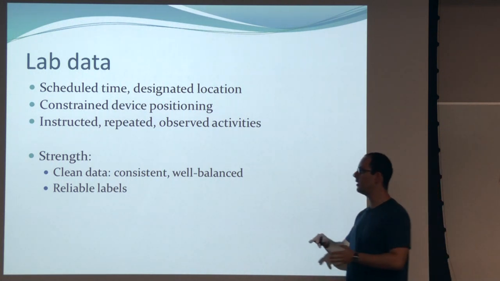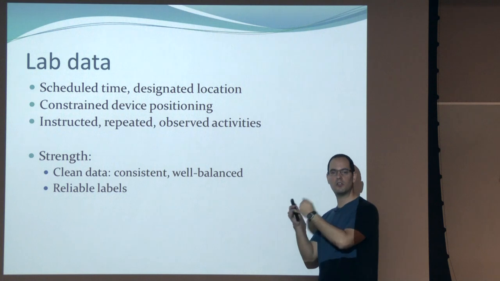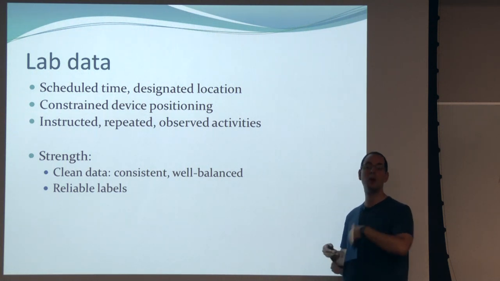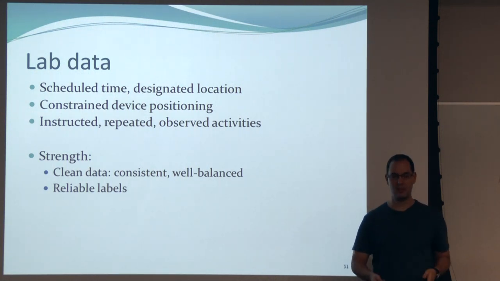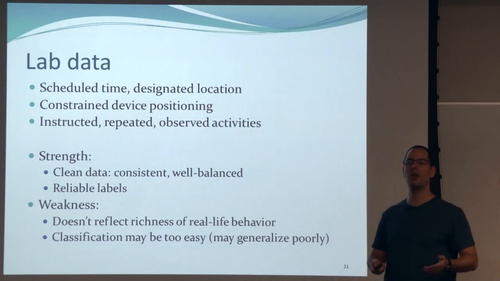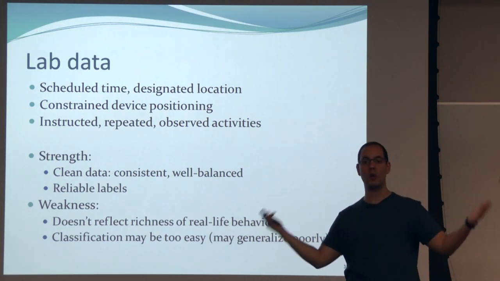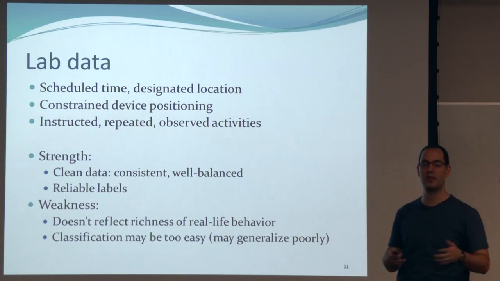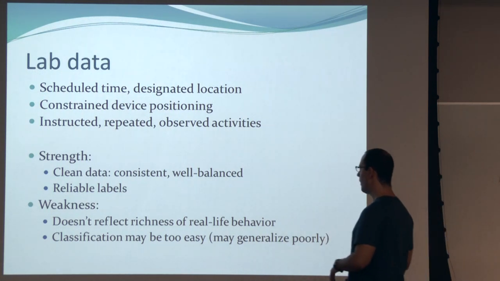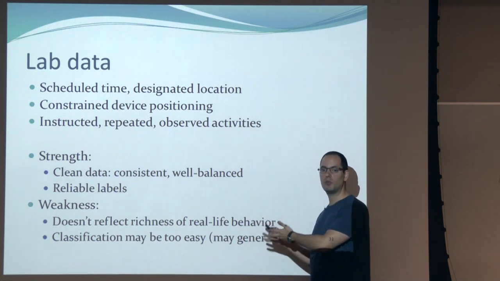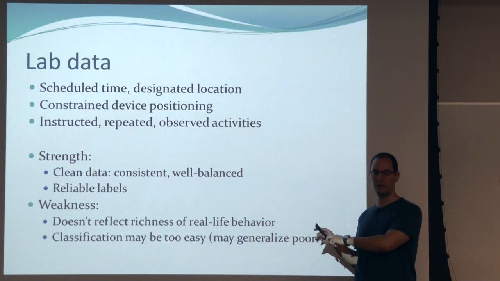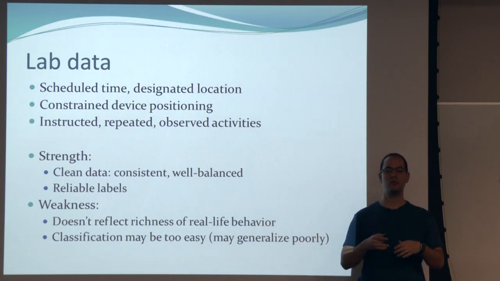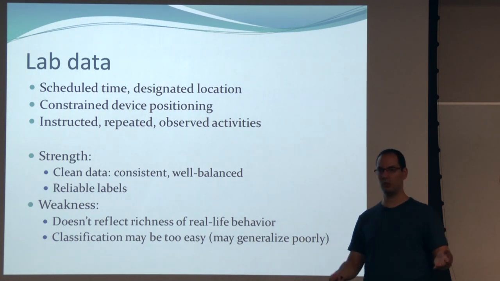So it can be, like we said, a strength because it's easier to work with it and to get the prediction. But it's also a weakness because at the end, you would like to train some system that works in the real life, in the wild. And you're going to misrepresent all these rich behaviors that happen in real life. And you're making classification, maybe you can see it as too easy for yourself, and these classifiers are not going to generalize well to the real world.